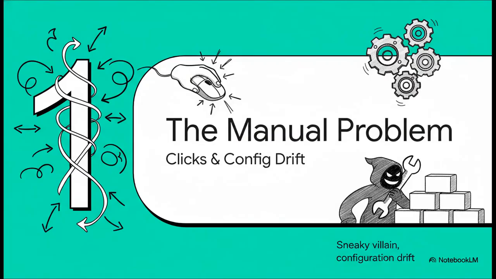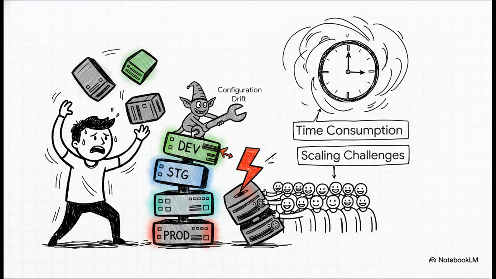So let's start by really digging into the problem we're trying to solve here. We'll call this Section 1, the manual infrastructure problem. This is all about those endless clicks, the inconsistencies they create, and this really sneaky thing called configuration drift. And here's the thing, these problems, they all feed into each other. You know, manually setting up a dev environment, then a staging one, then production. It's not just slow, it's basically a recipe for disaster.